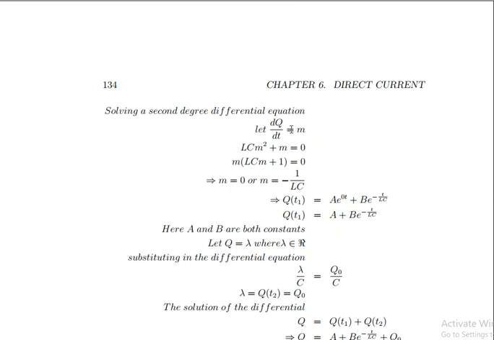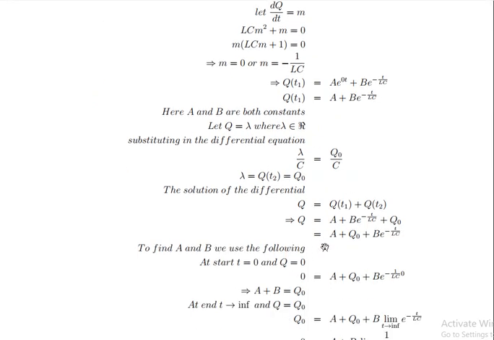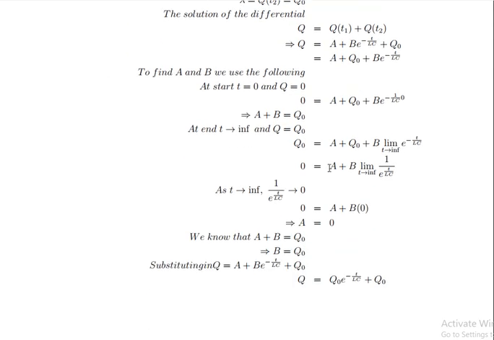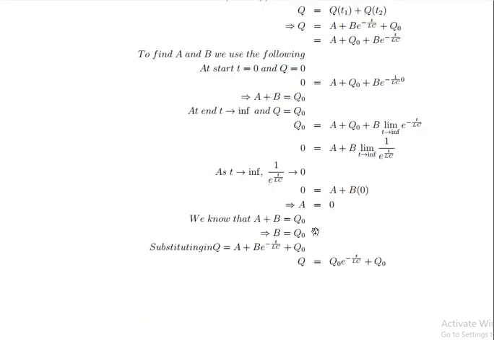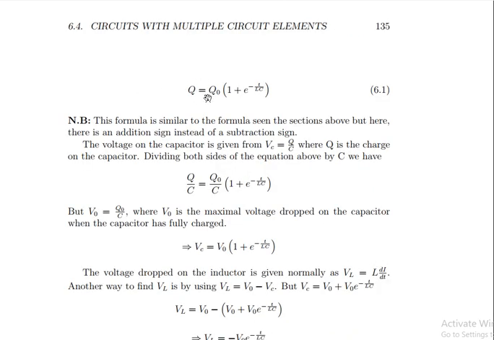Solving the second degree differential equation is going to lead us to this first formula that we are going to have, and then to this second formula. All these are going to lead you to Q equals Q0 e raised to the power t all over LC plus Q0. So the formula for Q is going to be Q0 into 1 plus e raised to the power negative t all over LC.